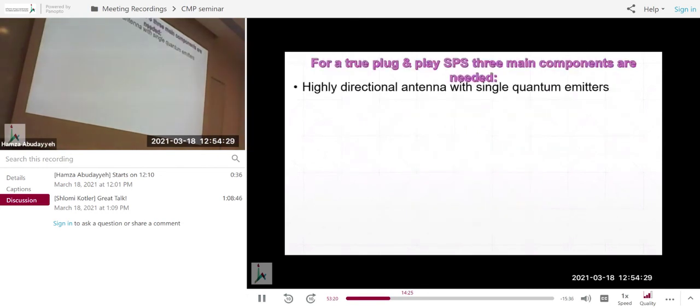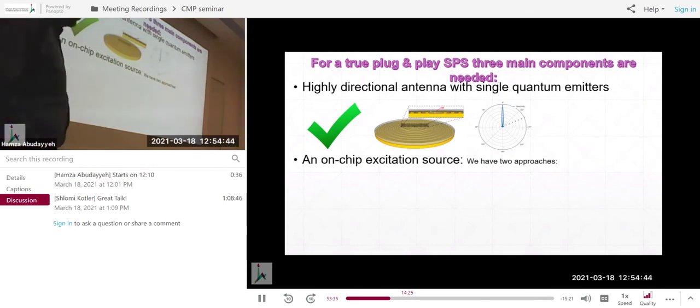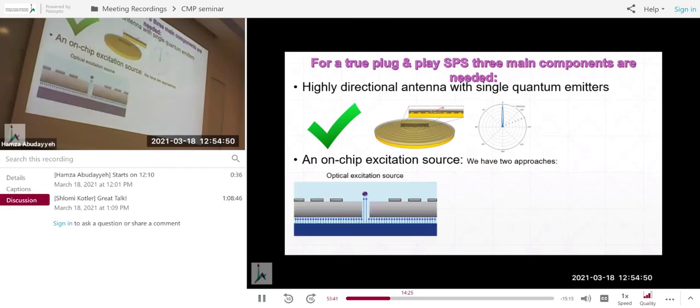And in order to achieve that, we need three main components. The first one is we need a highly directional antenna with a single quantum emitter. This, I hope I've convinced you that we can do and can do consistently over and over. The second part is we need some sort of on-chip excitation source. And to do that, we have two approaches that we're currently following.